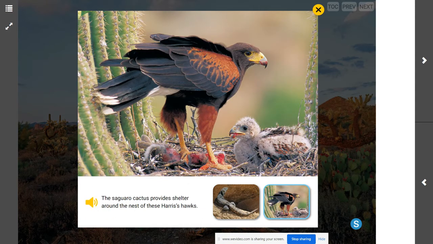And the saguaro cactus provides shelter around the nest of these Harris hawks. So they can find a habitat and a safe place in which to live so they can survive in this environment.